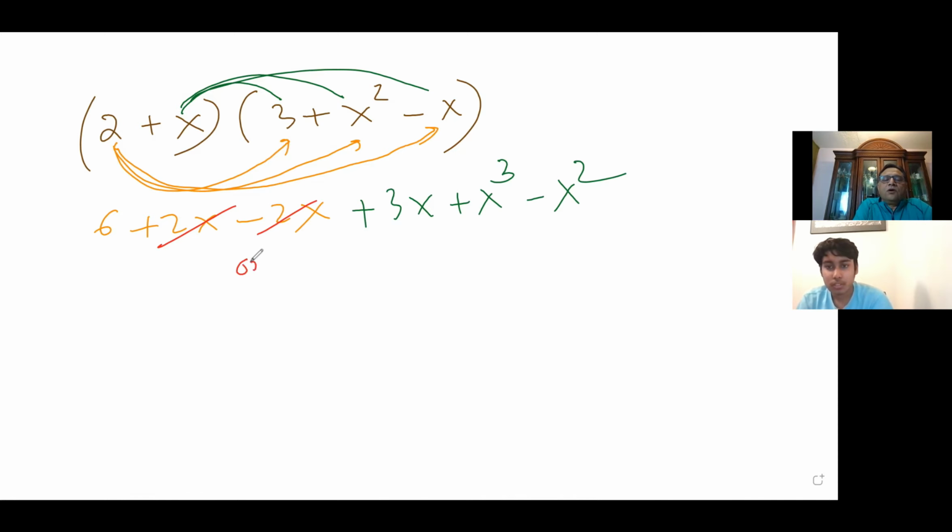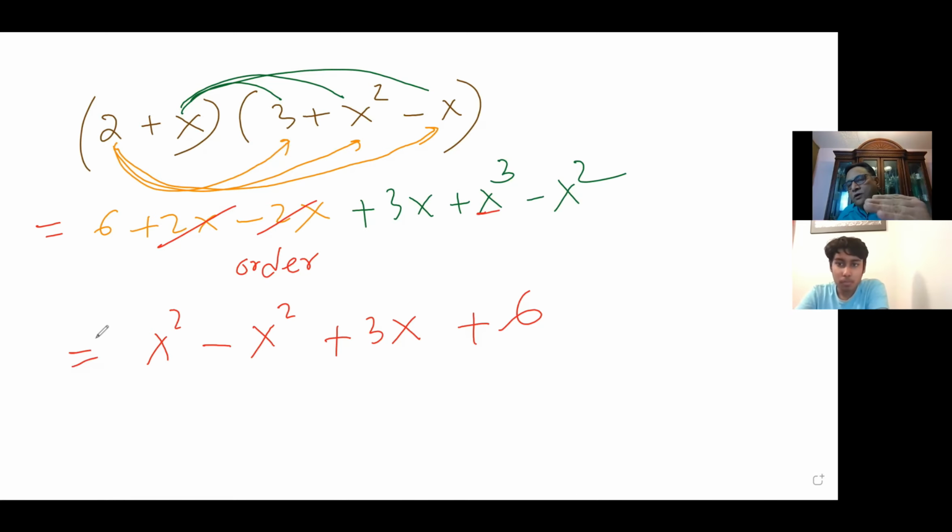Now, order means I have to write x cube first. So I write x cube minus x squared plus 3x plus 6. So that is how I'm going to work on it. You get the idea? Yes, sir. Now, if you have missed some like terms to combine, you can still do it. Now they are all in order. You get the idea? Yeah.